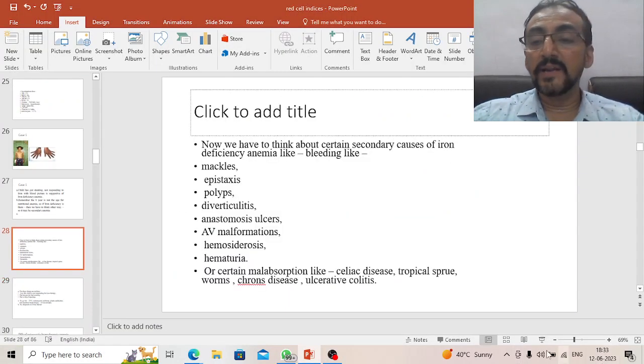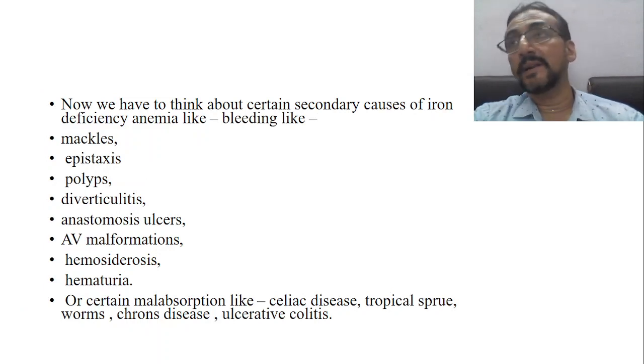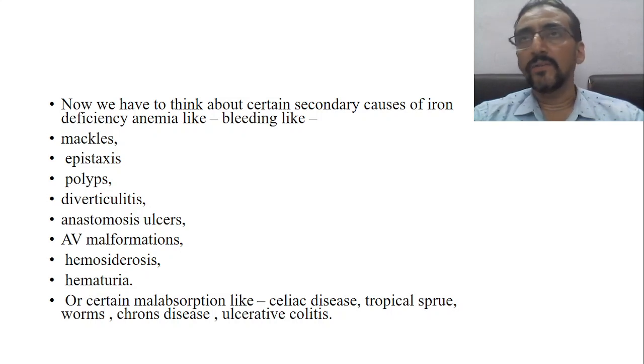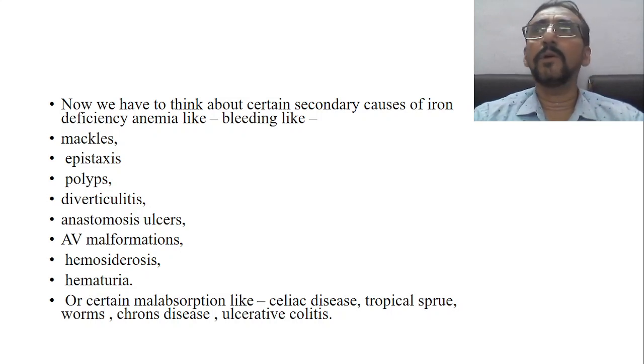Now at this particular age, what are the commonest secondary causes for iron deficiency anemia? There are many causes. At 8 years of age, any bleeding taking place from elsewhere in the body, maybe like Meckel's diverticulum, or there may be epistaxis, there may be some polyps, some diverticulitis. Okay, so there may be some ulcers, then there may be some AV malformations, arteriovenous malformations, hemosiderosis like conditions, or hematuria, or certain malabsorption syndromes.